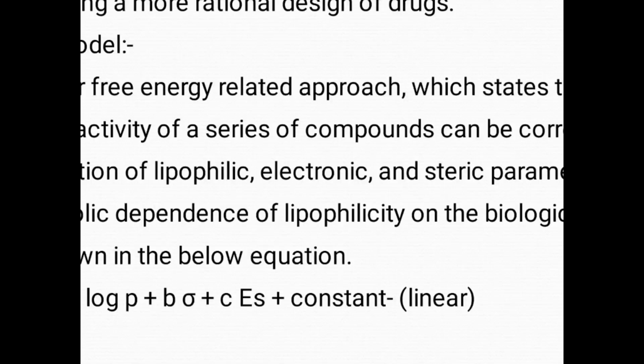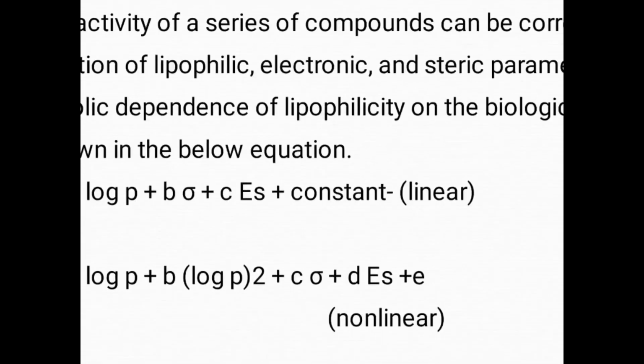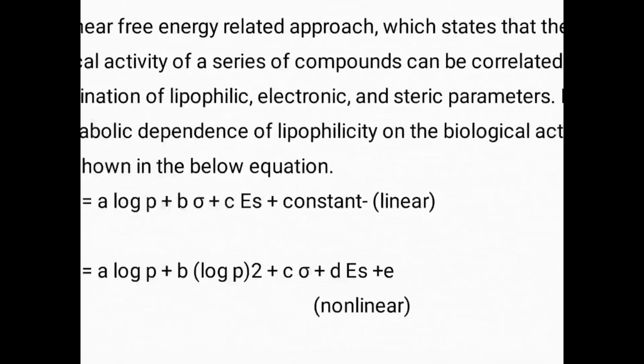Hansch uses all the parameters, including the lipophilic, electronic, and steric parameters, and gives two types of equation, the linear equation and the parabolic equation, depending on the lipophilicity and its effect on biological activity. Log BA, that is log of biological activity, is A log P plus B sigma plus C Es plus a constant. That gives you a linear equation. When log P is increased too much, the activity takes the form of a parabola. I mean, it would be non-linear, and the equation becomes A log P plus B log P squared plus C sigma plus D Es plus E.